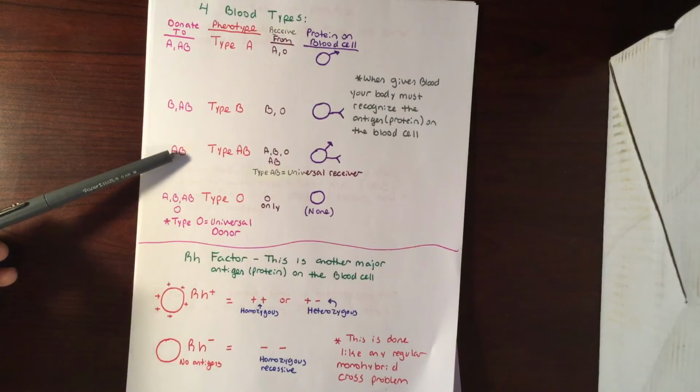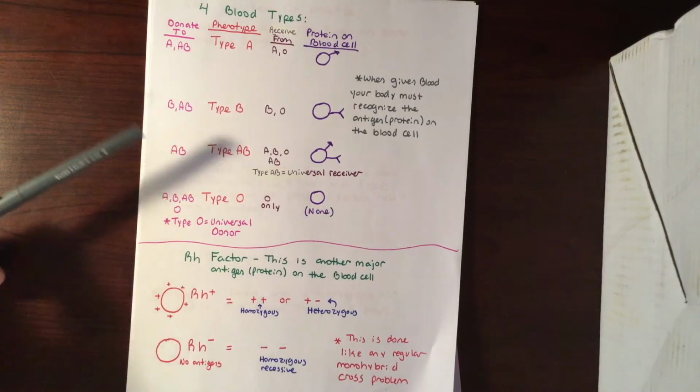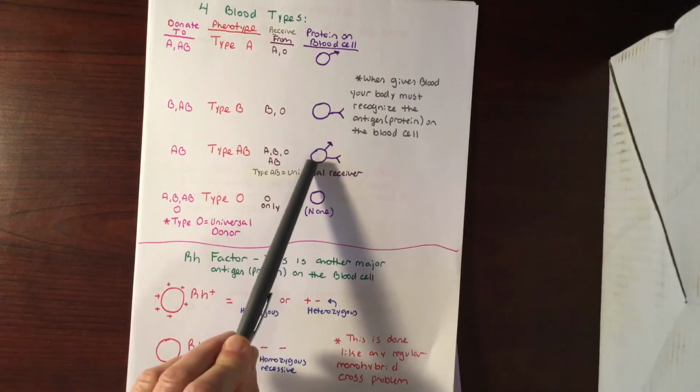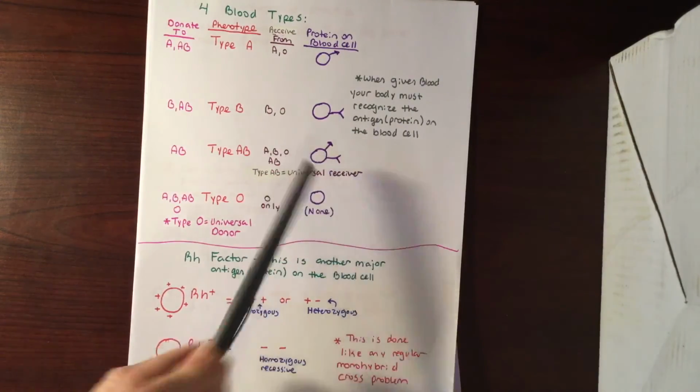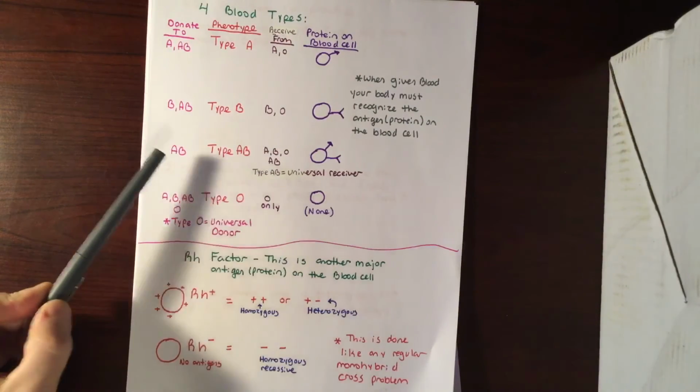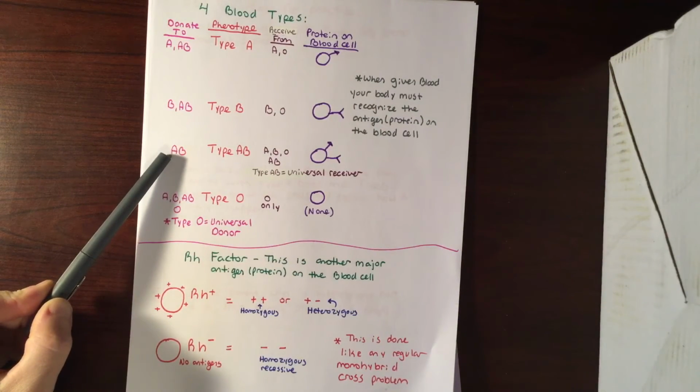Type AB is the universal receiver. They can get any type of blood. We just said, I have the little arrows for A. I have the little Ys for type B. I can get AB, and O doesn't have anything, so they can get any type of blood there. But they can only give or donate to AB people.